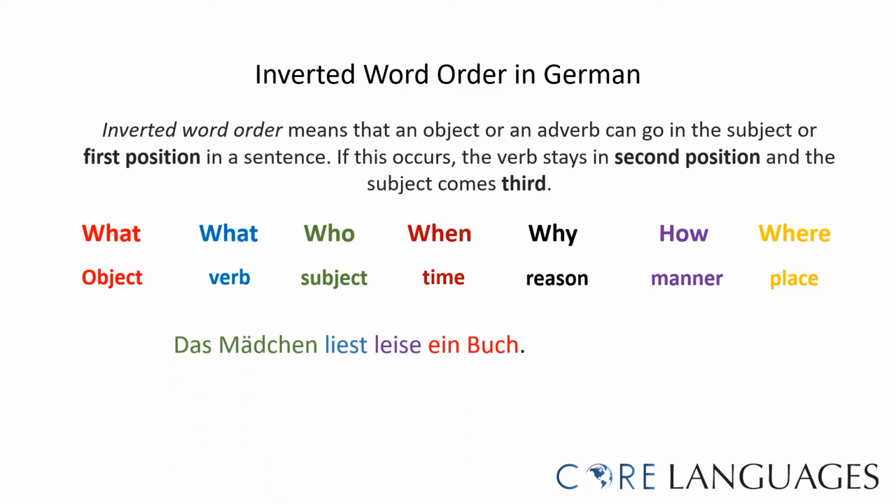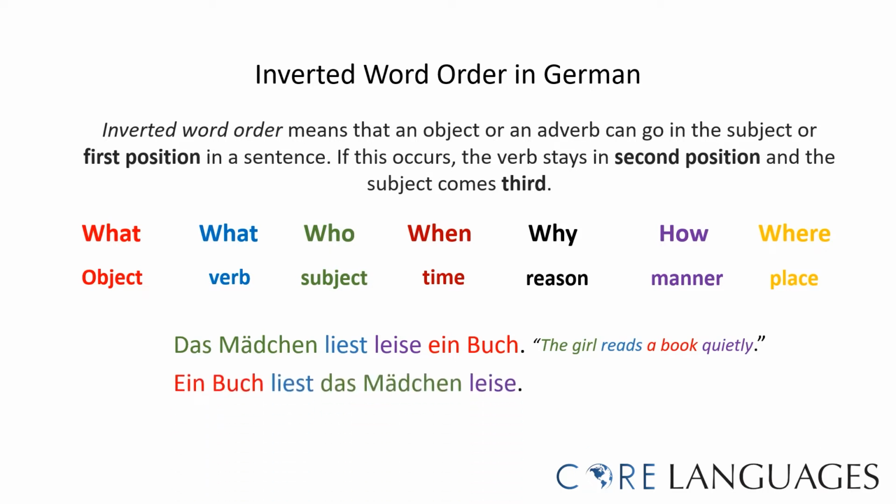For example, das Mädchen liest leise ein Buch. In this example, we followed regular word order. Das Mädchen is the subject, liest is the verb, and ein Buch is the object. A girl reads a book quietly. Inverted word order would look like this. Ein Buch liest das Mädchen leise. Literally, the sentence would translate to a book reads the girl quietly. We put emphasis on the book, which pushed the subject to third position.